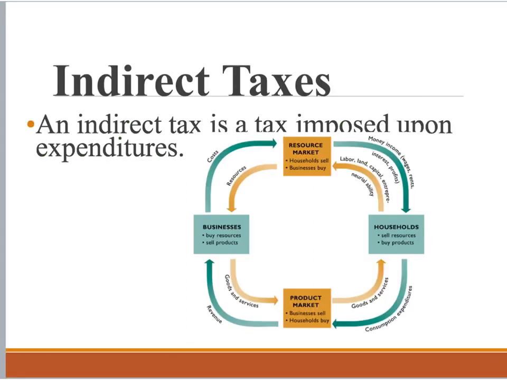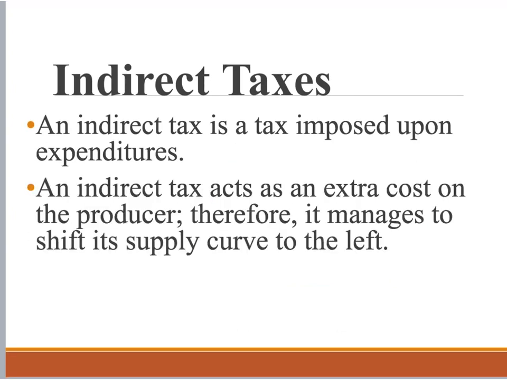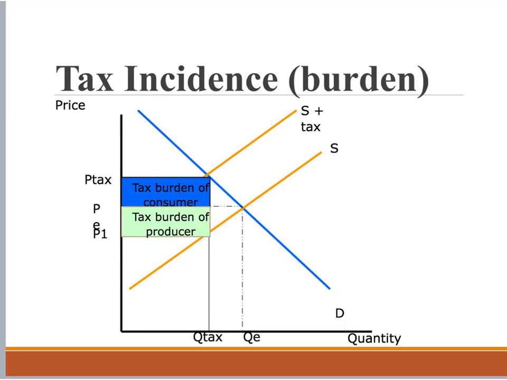It should be highlighted that because an indirect tax is a tax on expenditure, it can be imposed on the expenditure of both firms and households. When households buy goods and services in the product market, it's called consumption spending. And when firms invest in factors of production in the resource market, it's called investment spending. Indirect taxes can be levied against the investment expenditures of the firms as well as the consumption expenditures of the households. Because of this, an indirect tax in the business sector adds an extra cost to the producer. Therefore, it forces a leftward shift of the supply curve, as the following model illustrates.